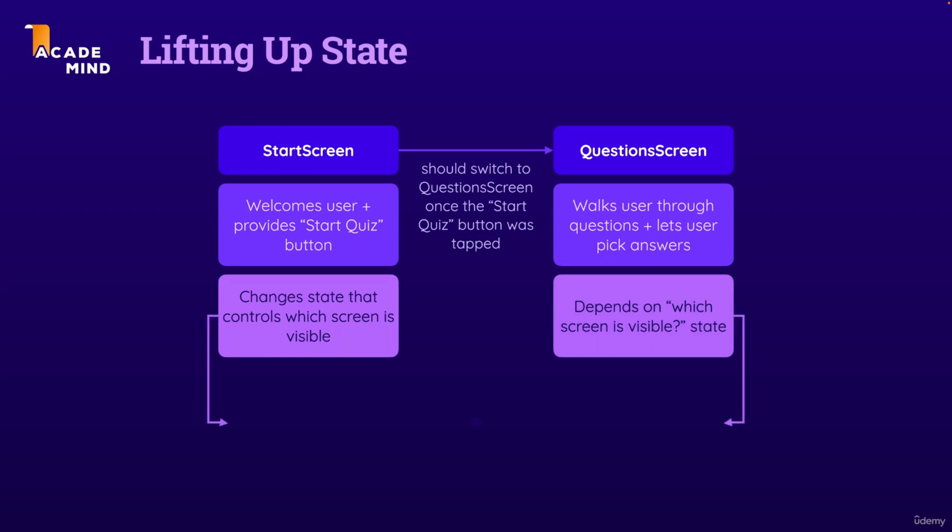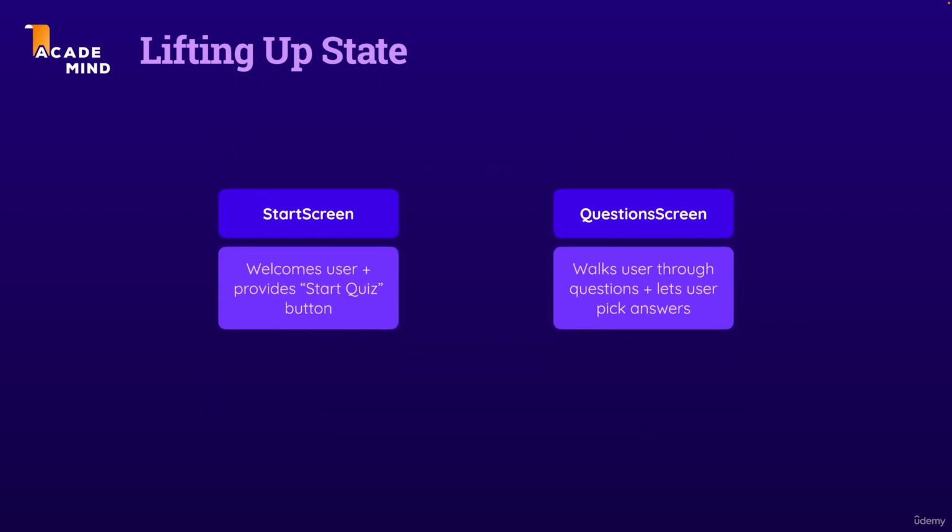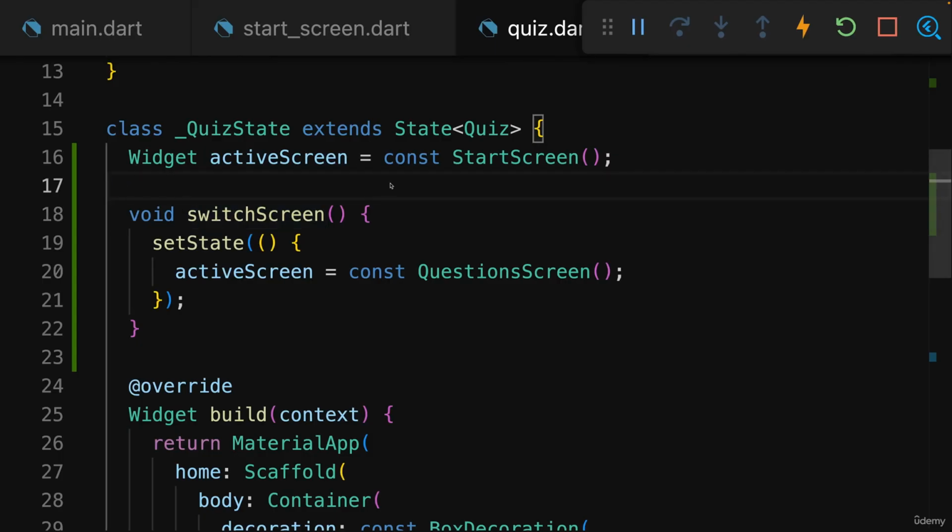So we have two widgets that need to work with the same state, or that depend on the same state. And the solution here is to lift the state up, which is why we already created that quiz widget. If we manage our state in that quiz widget, and we then also have the function for manipulating the state in there, we can conveniently move between these two different widgets by rendering content conditionally. And that's of course what we're already doing here.